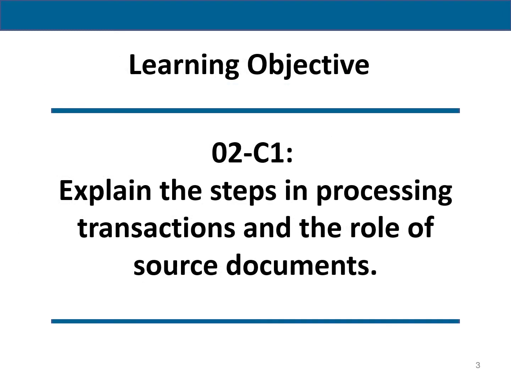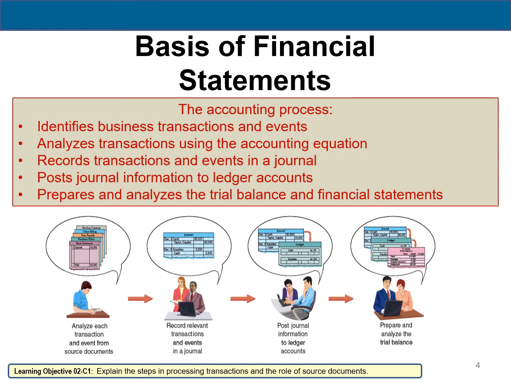So let's look at the steps in processing transactions and the role of source documents first. We said in chapter one that accounting is basically the process of identifying, recording, and reporting a business's activities. And the way that we do that is summarized here, super high level.